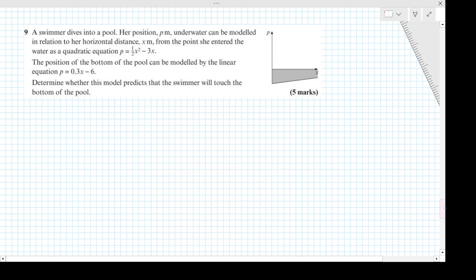The position of the bottom of the pool can be modelled by the linear equation p = 0.3x minus 6, and that'll probably be this line here, right? Because if you imagine this as the x-axis, that'd be 0, the origin. This will probably be minus 6, which would be the y-intercept, and the gradient is 0.3. So this is the line here, but they've not told us what the quadratic would be. Now, the quadratics are positive, right? So it could have this sort of shape, so we could go there, or it could go below, or it could indeed go underneath.